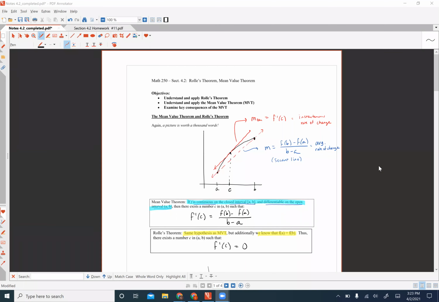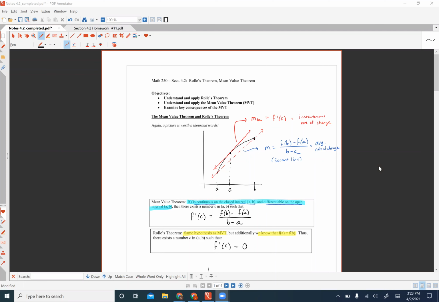Okay, so this is a discussion on the material in section 4.2, Rolle's theorem and the mean value theorem. This is another one of those topics that, if you're an engineering student, you may never see again outside of this course. I'm not sure if you see it in Calc 2 or not. It's very standard to see this in the Calculus 1 course.